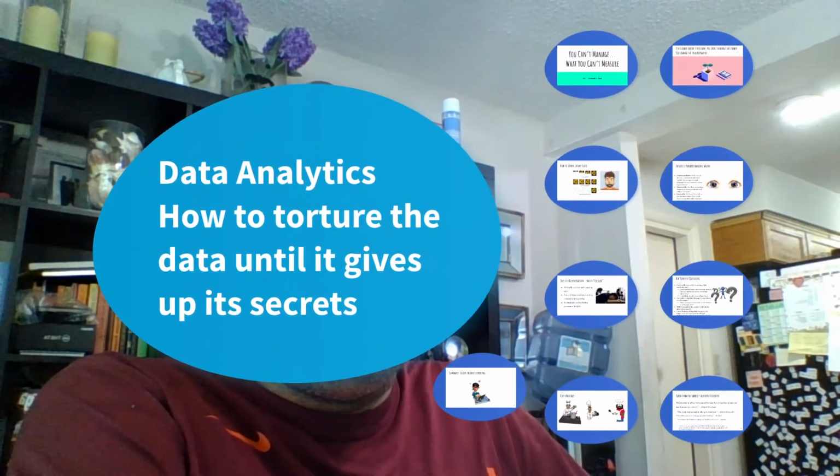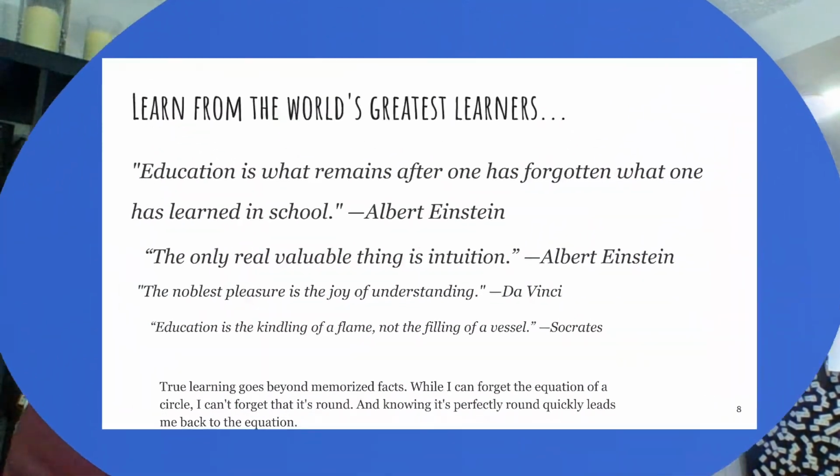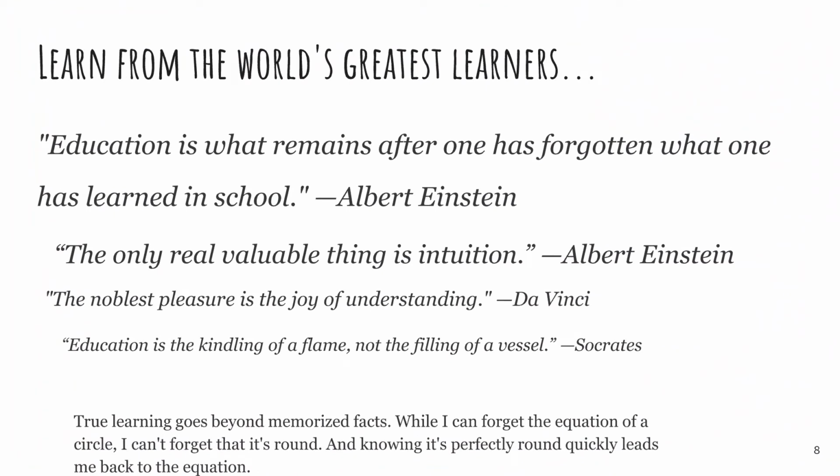What I want you to do is learn from the world's greatest learners. Albert Einstein said, education is what remains after one has forgotten what one has learned in school. Albert Einstein also said that the only real valuable thing is intuition. Da Vinci said, the noblest pleasure is the joy of understanding. I have a pen and one of these framed pictures on my wall from Socrates that says, education is the kindling of a flame, not the filling of a vessel.